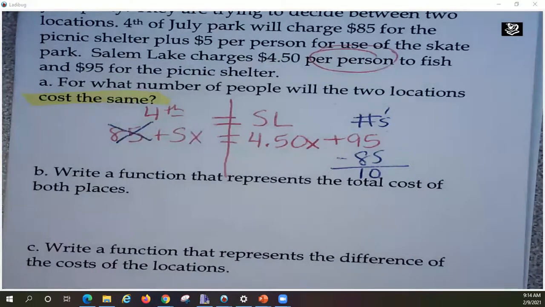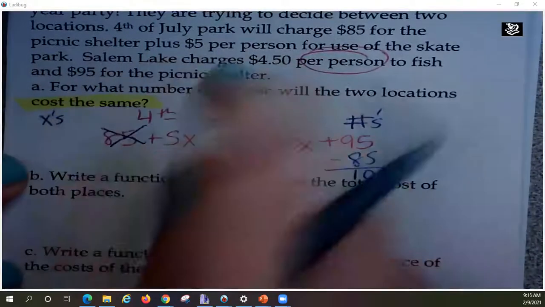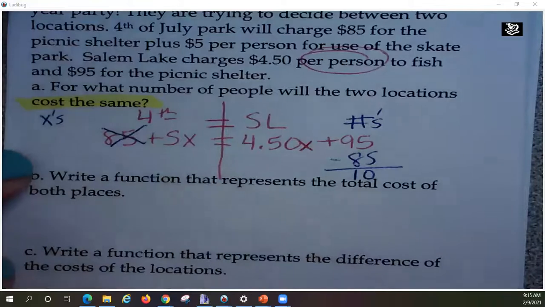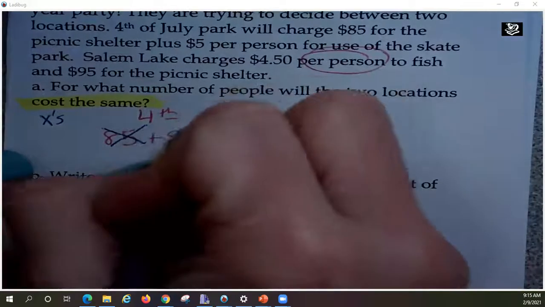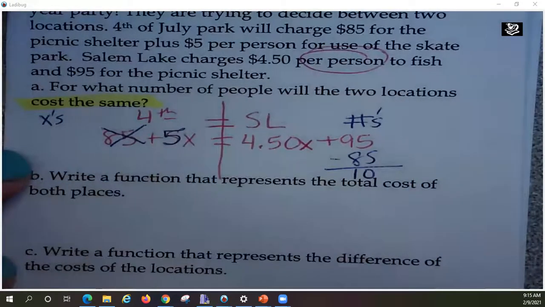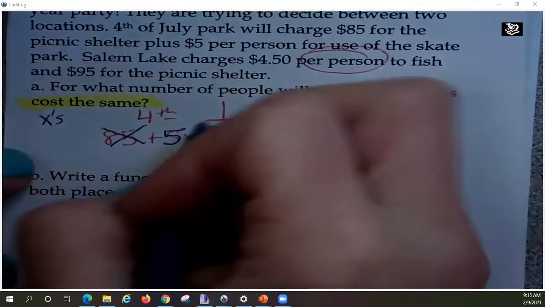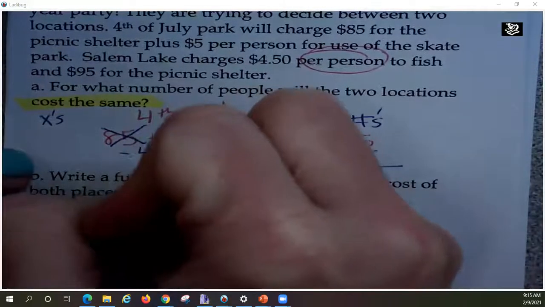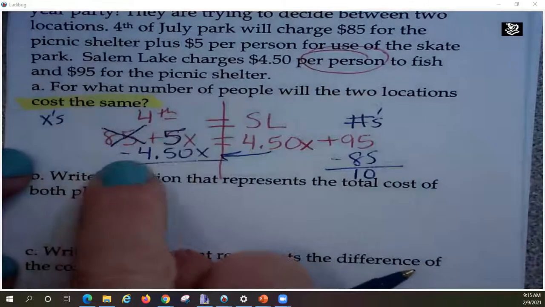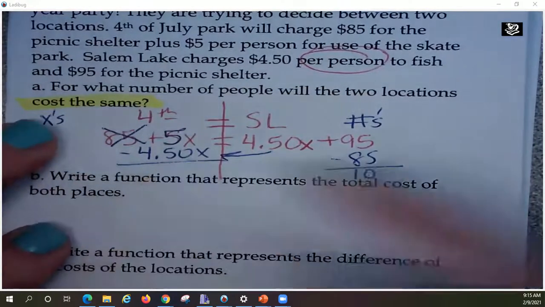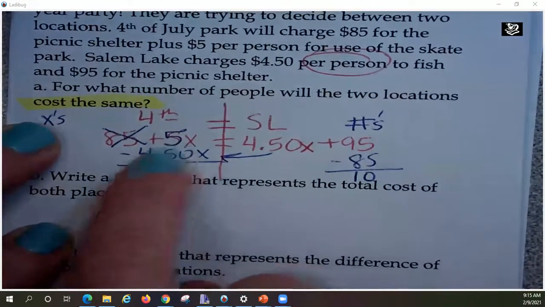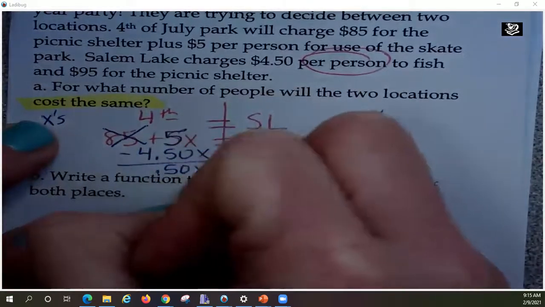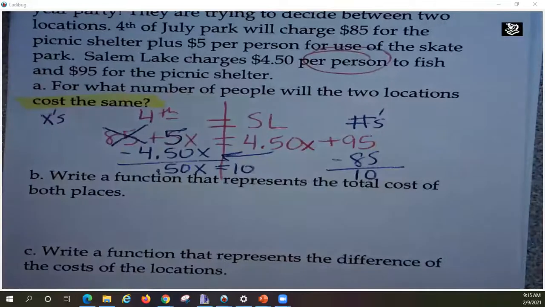I don't know. Okay, we have to move the x's over here. So we have 5x. What else has an x with it, Isabella? 4.50. So I'm going to move the 4.50x over here. So I'm going to subtract 4.50x. So I'm going to do 5 minus 4.50. What is 5 minus 4.50? Is it negative? Positive, right? 5's bigger than 4.50. So you get 50 cents, right? X equals 10. And then Isaac, what do you do next?